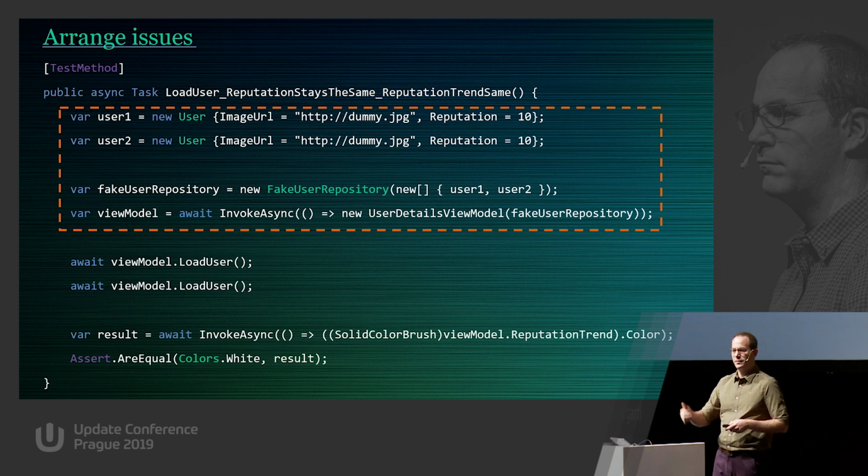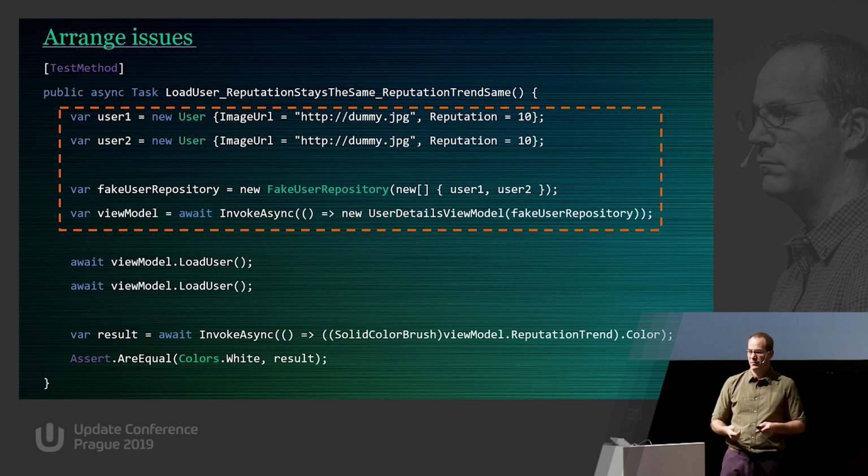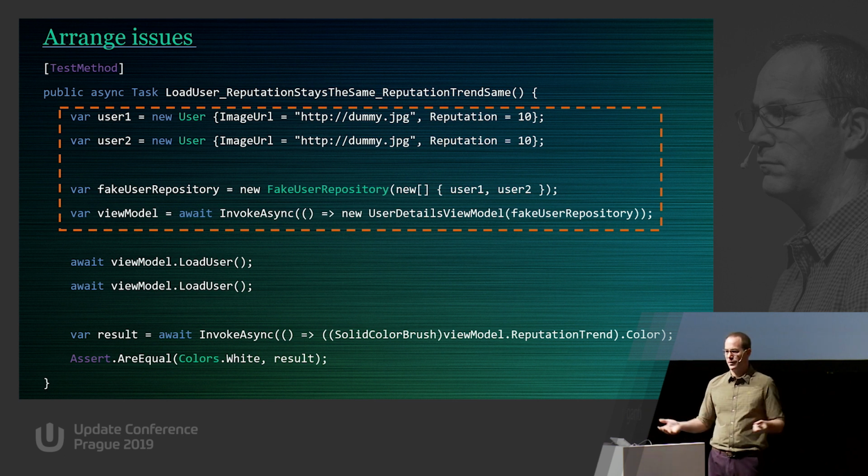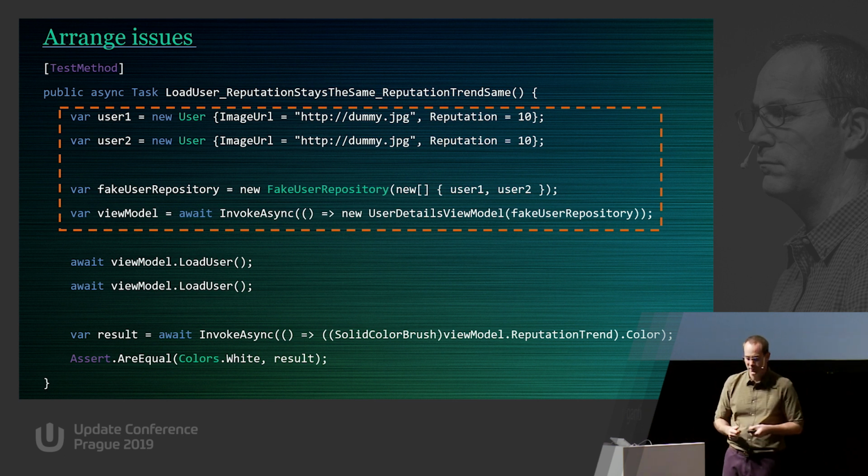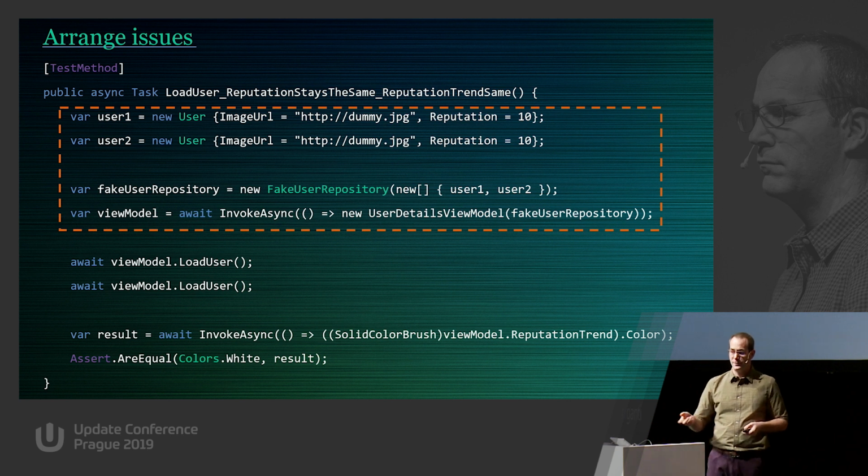If the reputation went up, it will write in green the new reputation. If it went down, it will write it in red. And if nothing changes, it will remain white. This is what we see here. In the beginning, I'll create a user. This is my user. It has an image URL, reputation, and then I'll create another user, essentially the same user, but after X time has passed.